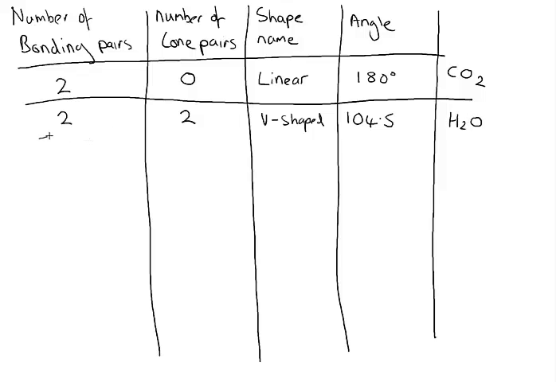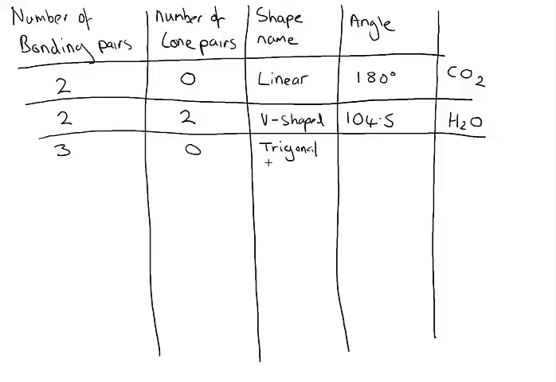Then we could have three bonding pairs, no lone pairs, and that one would be trigonal planar. And the bond angle there is 120 degrees, and that would be BF3. Planar because it's flat.